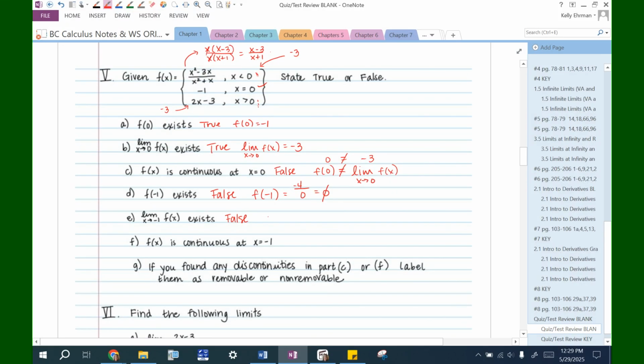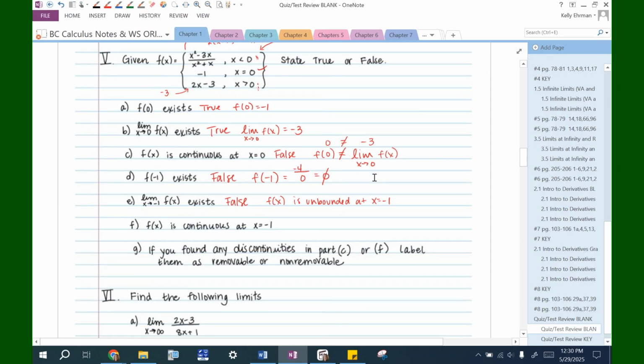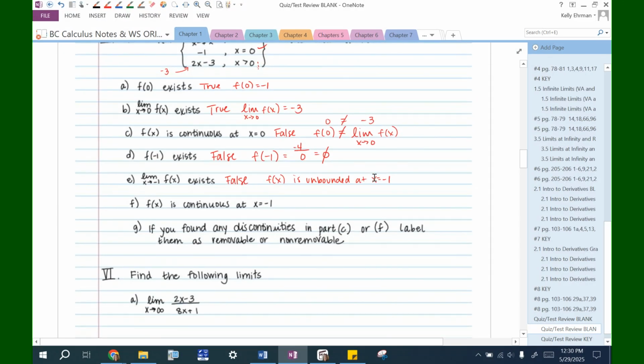So I'm going to write f of x is unbounded. So that limit can't exist. Unbounded at x equals negative 1. F of x is continuous at negative 1. Well, that's not possible. If the function doesn't exist there and if it's unbounded, that's false. Because f of negative 1 is no solution.